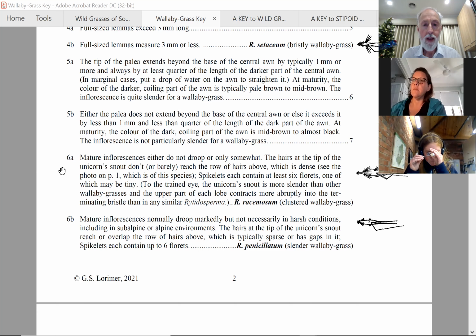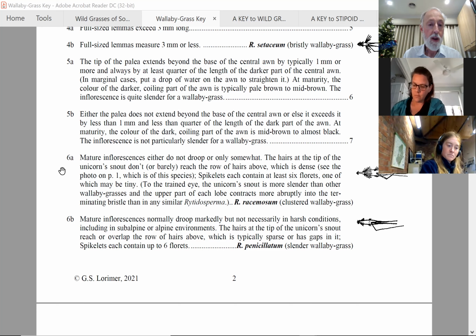period of time. And you'll probably get used to how slender that callus, as it's called, is, the tip of the snout, by finding what's in your shoelaces and socks over the next 2 or 3 weeks, because Rytidosperma racemosum accounts for the majority of wallaby grass seeds that get stuck in people's socks. They are incredibly effective at poking those slender points in between the knitting in your socks or in your shoelaces.